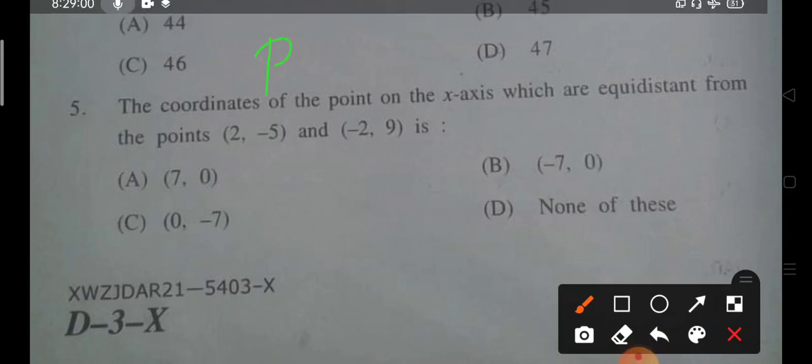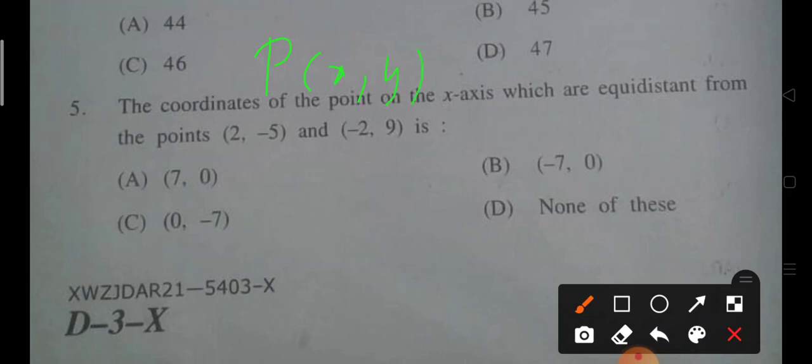It's the fifth question. It asks that the coordinates of the points on the x-axis which are equidistant from the points this and this. Suppose I am taking any point x, y. Now it is given to us that this is equidistant from some point A, say 2 comma minus 5, and this is also at the same distance from minus 2 comma 9. So we have to find x and y. How can we find x and y?